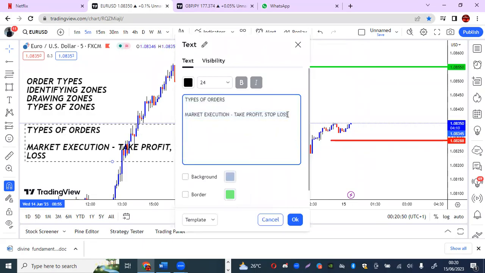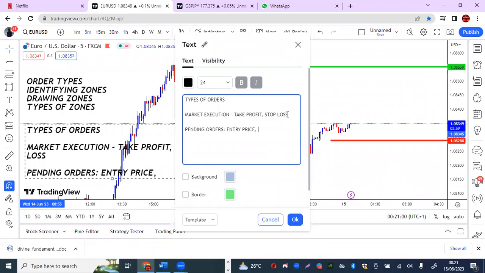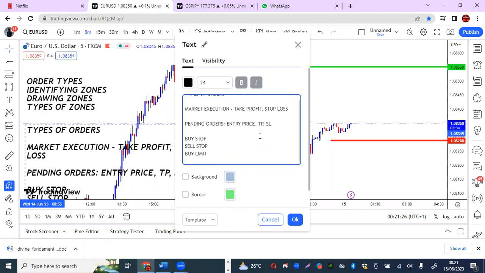The next ones are four other types called pending orders. What you need for pending orders: you need your entry price, you need take profit. I'll just use TP for take profit and SL for stop loss, so you can see it anytime and know that's what it means. So entry price, take profit, and then stop loss. Now, the pending orders, we have different types. We have the buy stop, the sell stop, the buy limit, and then the sell limit.